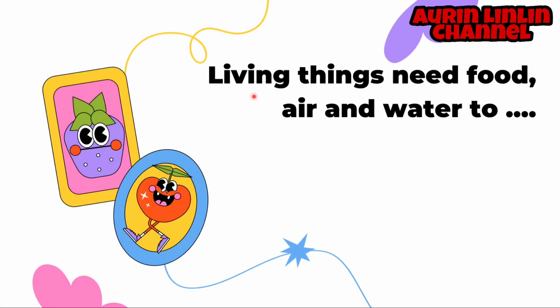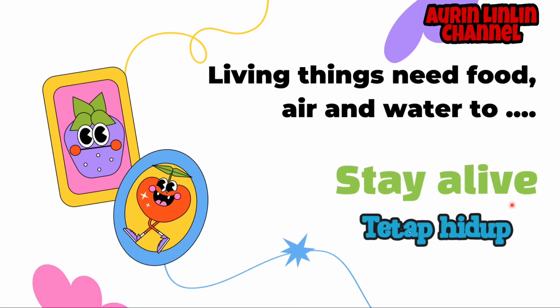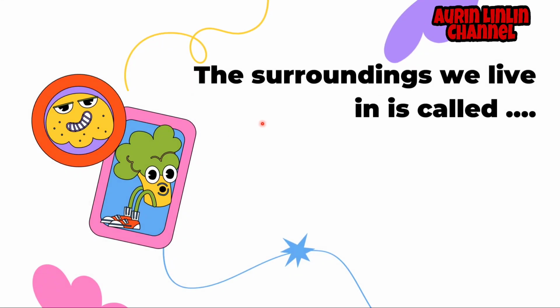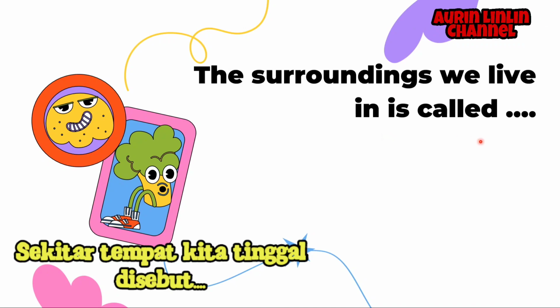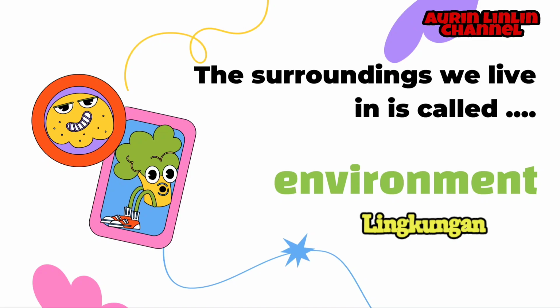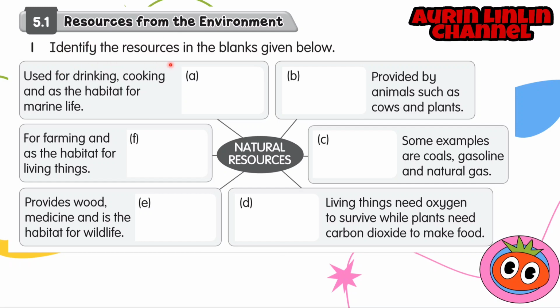Question 1. Living things need food, air, and water to stay alive. Question 2. The surroundings we live in is called environment. Next part, about resources from the environment. Identify the resources in the blanks given below.